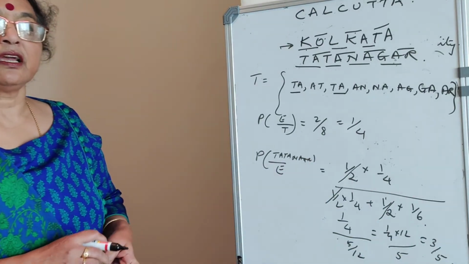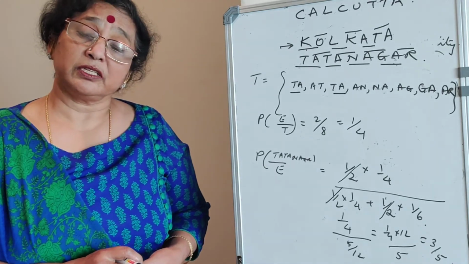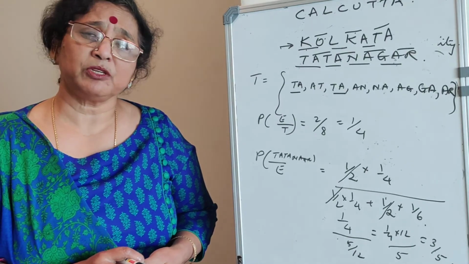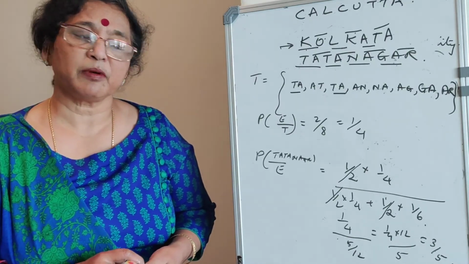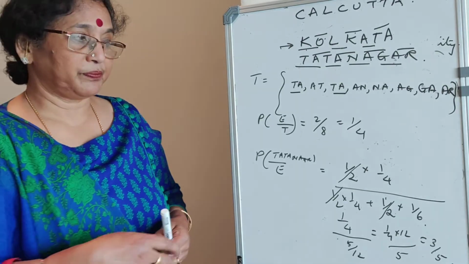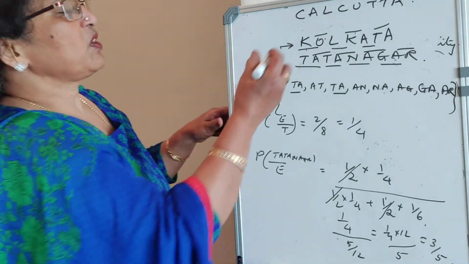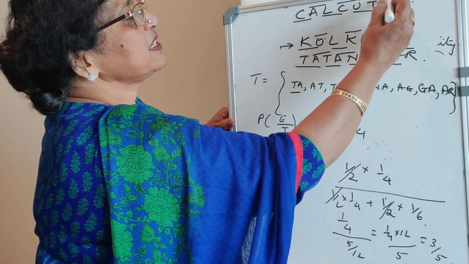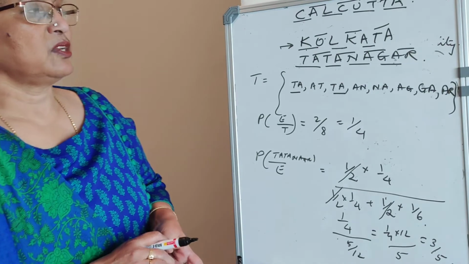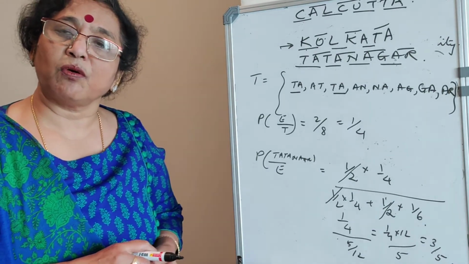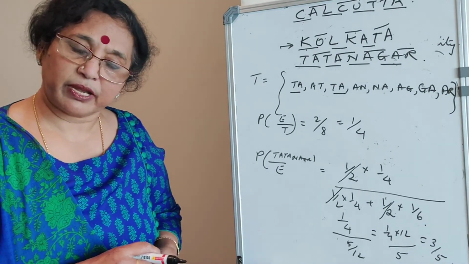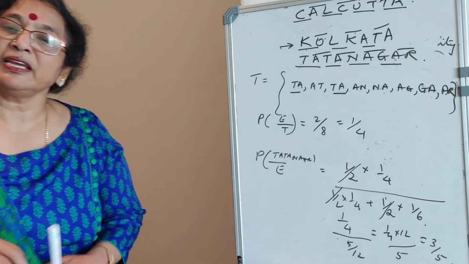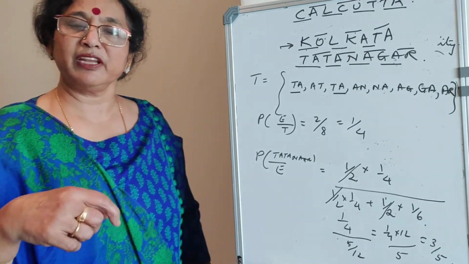So I told you, the probability of TA from Tata Nagar is 3 by 5. The probability from Kolkata will be 2 by 5, since 1 minus 3 by 5 is 2 by 5. Right? So naturally if it's Kolkata, it will be 1, 2, 3, 4, 5, 6, 7. So it becomes 1 out of 7 if you take the old spelling of Calcutta. Then instead of 1 by 6 it will be 1 by 7. Whatever the spelling is, use it accordingly.